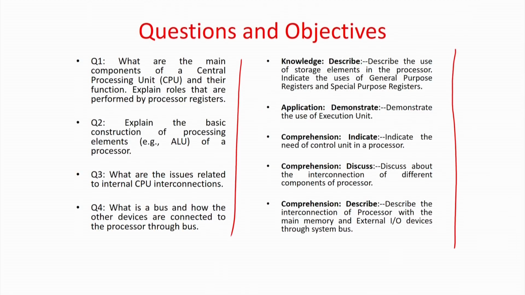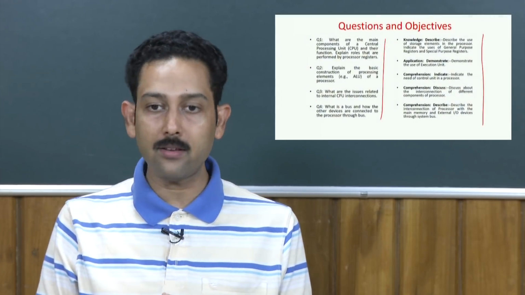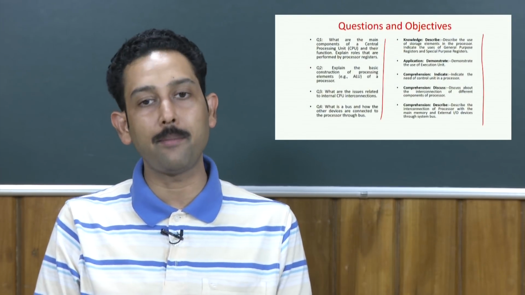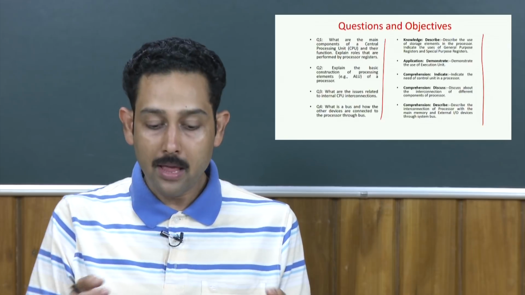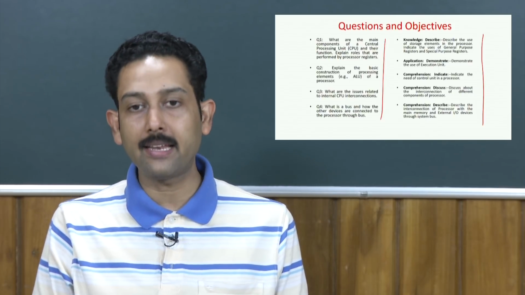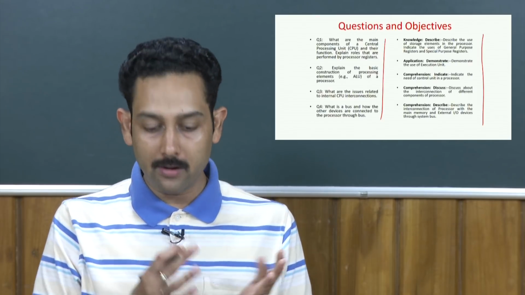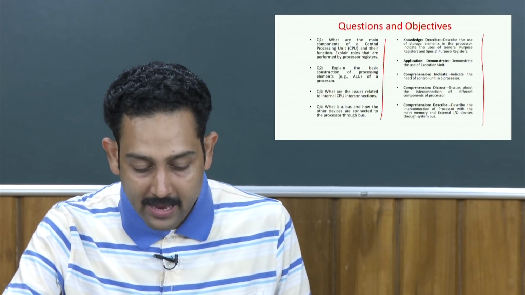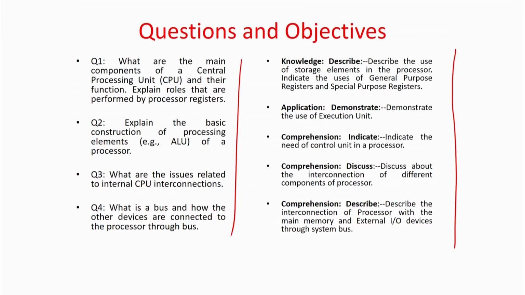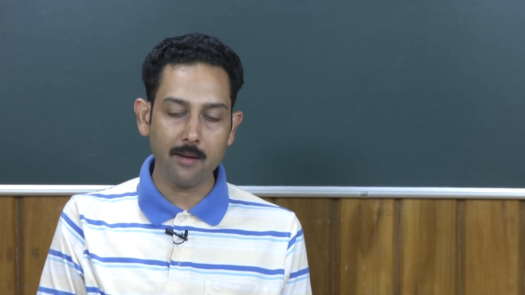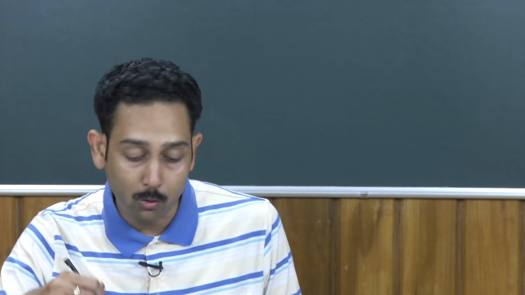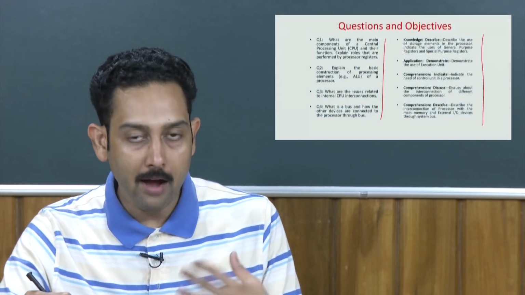Similarly, what are the issues related to CPU interconnections? As I told you, with a single bus, you have to wait. If you are using a matrix kind of connection, it can be a very high-end arrangement. But the issue is how it is interconnected, because there is a multiplexed arrangement, so simultaneous data transfer cannot be done. That already has been discussed. What is a bus and how other designs are connected to the bus? That is also very simple. We have illustrated in a pictorial fashion how the ALU, the IR, and the general purpose registers are connected. So these are the 4 questions which we are expected to answer after going through the module.